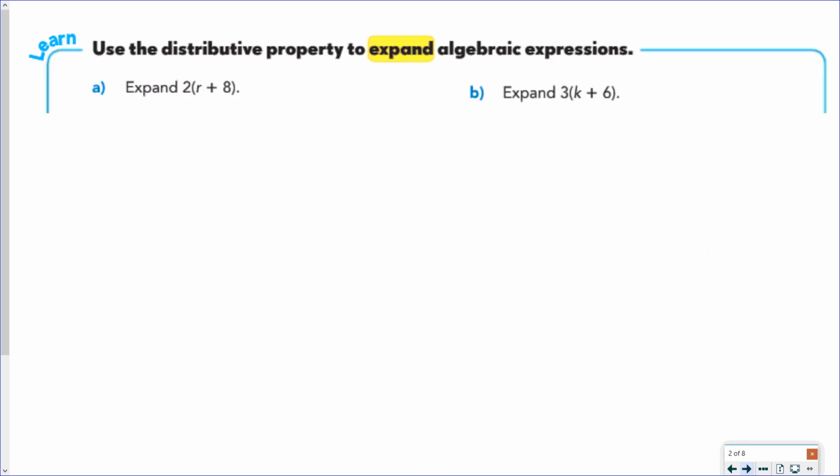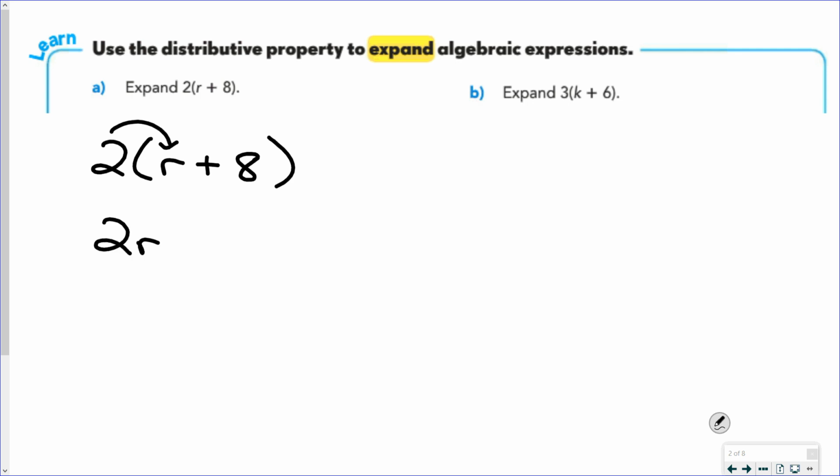So first today we're going to use the distributive property to expand algebraic expressions. So we first want to expand 2 times the quantity r plus 8. So I'm just going to write this a little bit bigger. It's kind of small on there, so this should hopefully make it a little bit easier to see. And for the distributive property, what we do is we take the number that is outside parentheses and we multiply it by everything inside the parentheses. So we start by taking 2 times r, which is 2r. We're going to continue to add. We're not going to change our sign today. And then we're going to take 2 times 8 to get 16.